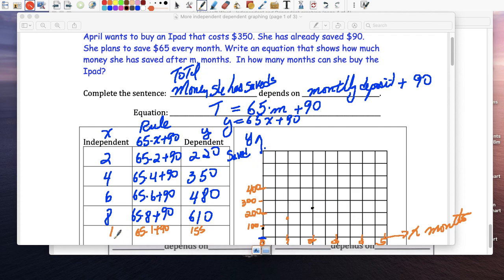3 months. Did we do 3 months? No, let's do it now. So it'd be 65 times 3 plus 90. That's going to give us 285. So 3 months would be 285, which is about right here.